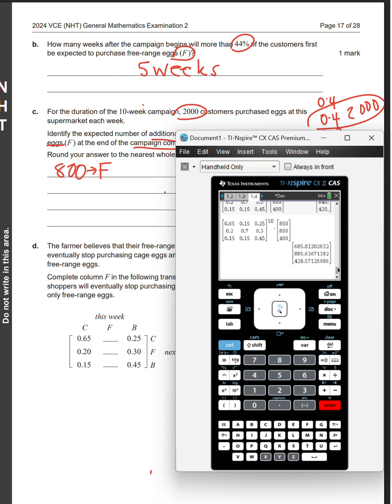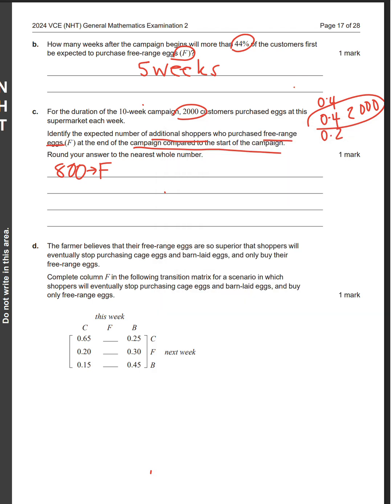Okay, so we can see here that we're looking at the third one, and the third one is 885.6, which means that would be 886 customers.